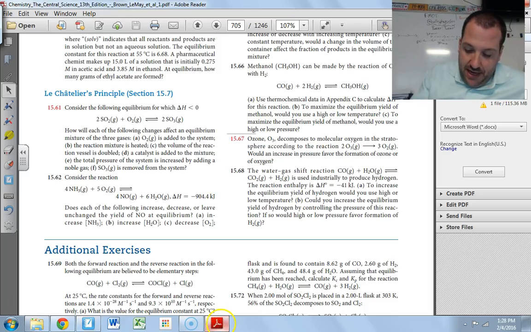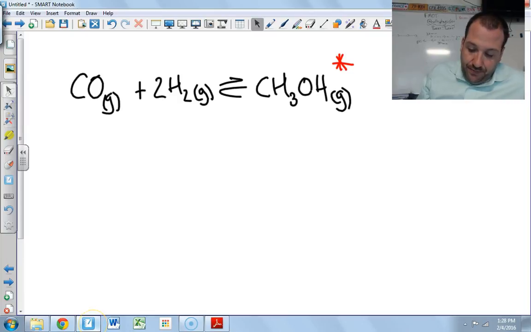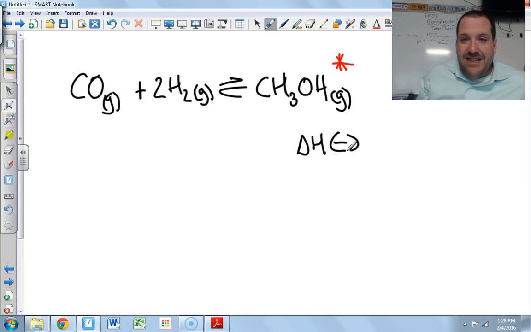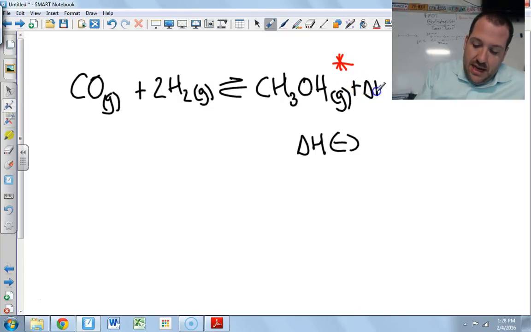So part B says, to maximize the equilibrium yield of methanol, would you use high or low temperature? Well, I gave you that the delta H for this is negative. So if it's a negative delta H, that means that heat is being released in the reaction. And so that means that heat is on the product side.